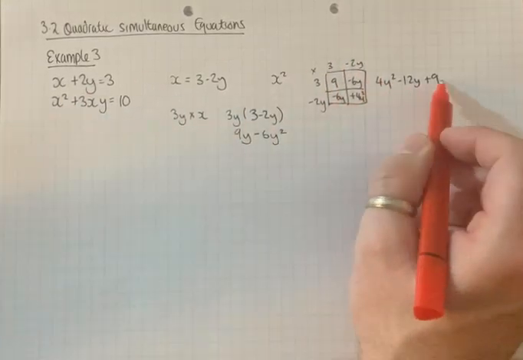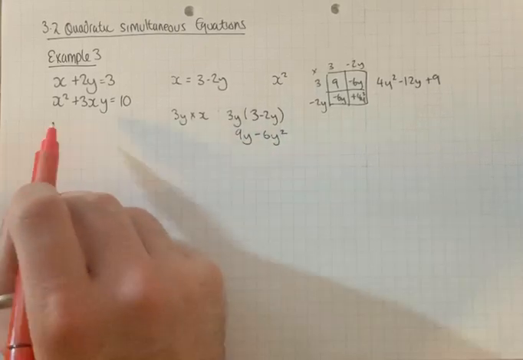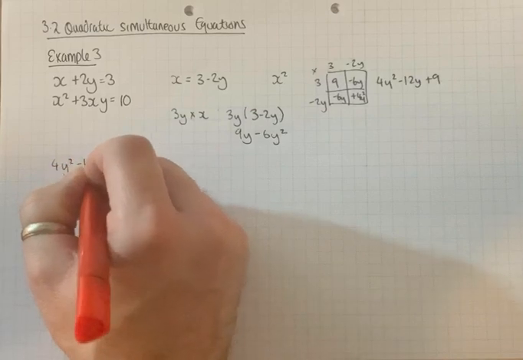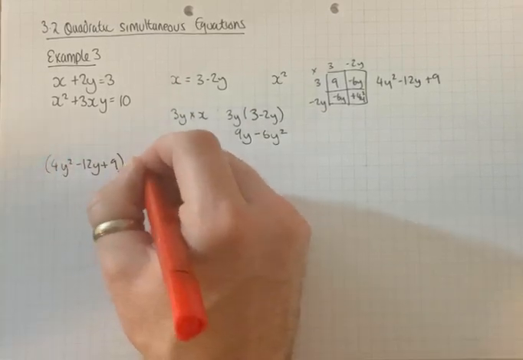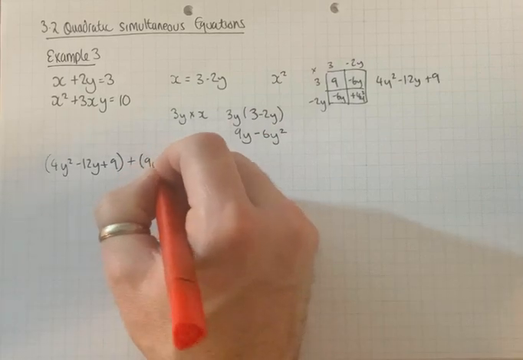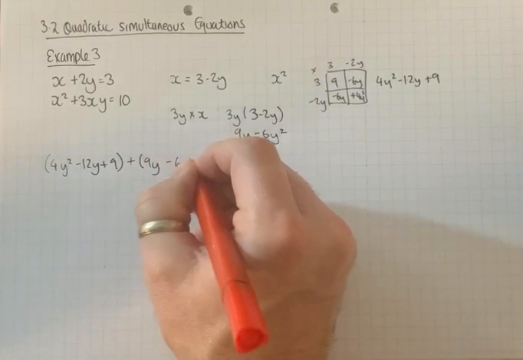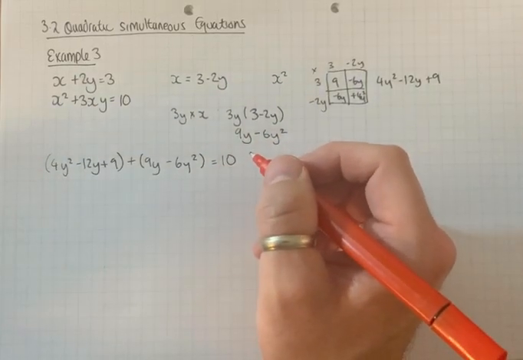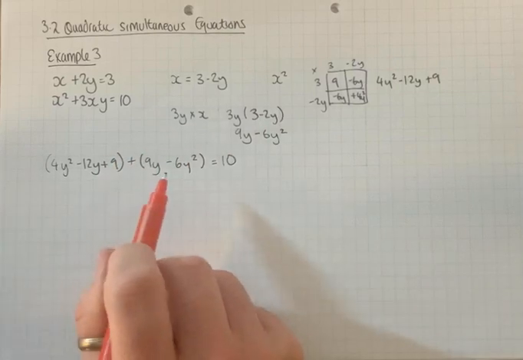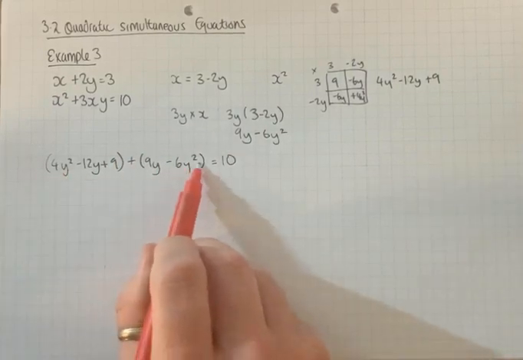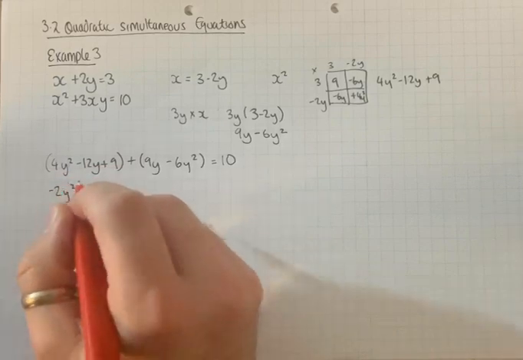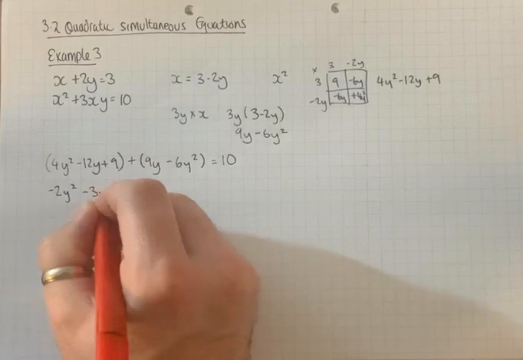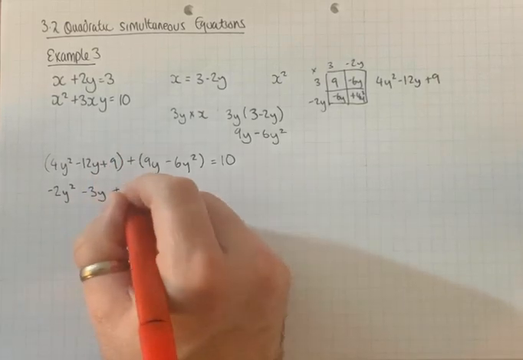So x squared is this, 3xy is this, I just need to add them together and make it equal to 10. So I've got 4y squared minus 12y plus 9, that's x squared, plus 3xy, 9y, take away 6y squared, equals 10. I'm just going to rearrange this and make it equal to 0. So if I've got 4y squared take away 6y squared, it's minus 2y squared, minus 12y plus 9y is minus 3y, and I've just got plus 9 equals 10.